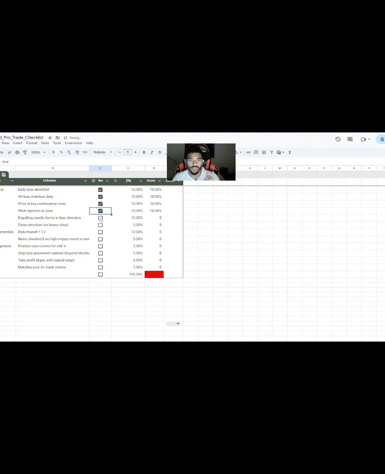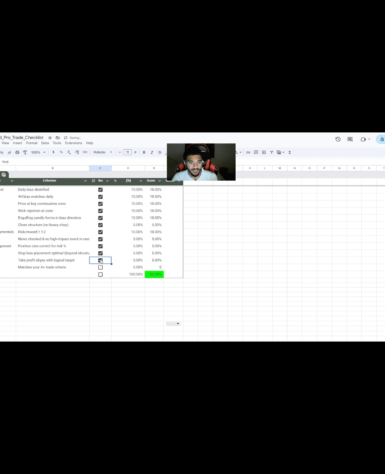Wick rejection, so I'm looking for a wick rejection followed by an engulfing candle, which is my entry on the 15-minute. Clean structure, I want to make sure it's clean, there's no heavy chop. Risk reward has to be 1 to 2 minimum. News checks, I make sure there's no heavy impact news which could mess me up. Position correct for the risk, so I make sure the risk is right for my trade. Stop loss is placed at an optimal level, underneath the structure, so that if it breaks that level and I get stopped out, it's because I was just wrong about the direction of the trade.